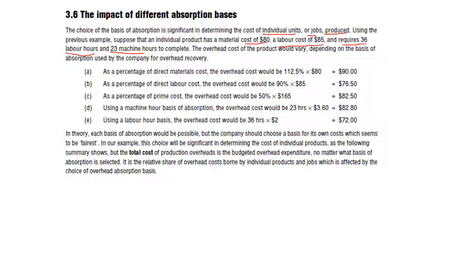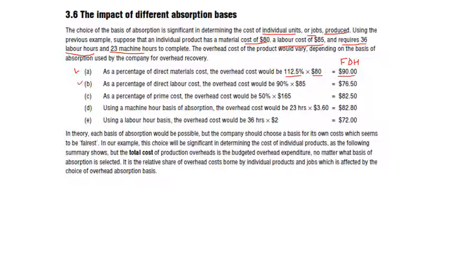If we take material cost, to produce a single product we require $80 of material cost, and we have calculated that 112.5% of material cost would be your FH cost. So we are provided $80 of material, and we multiply it by 112.5%, and we get $90 of FH. So these are the FH figures that we have calculated based upon different bases.